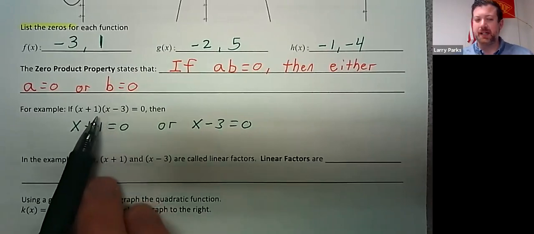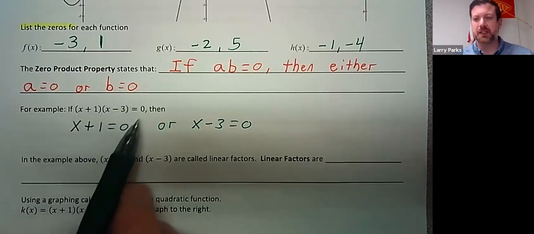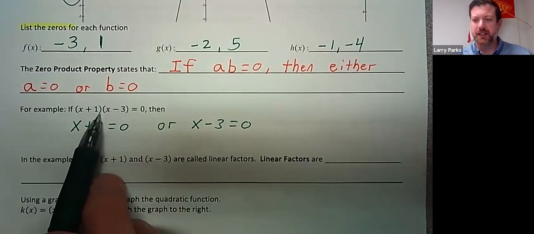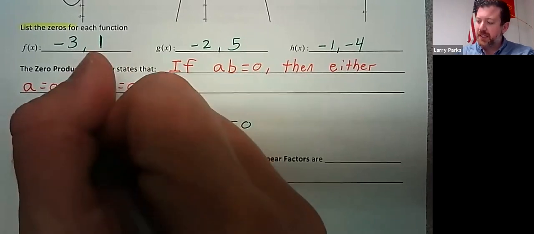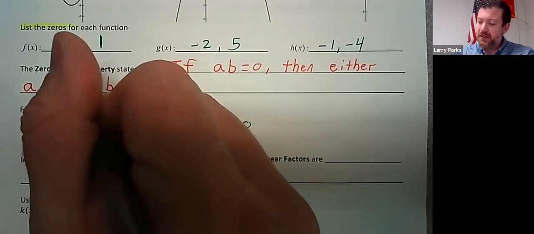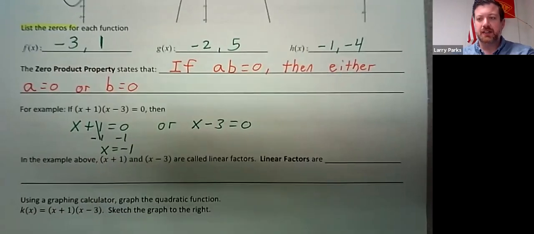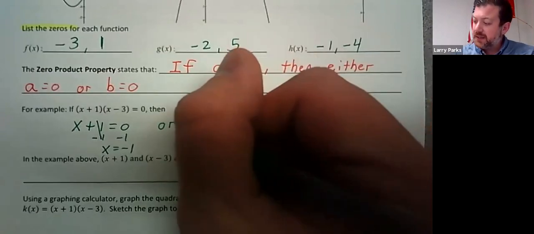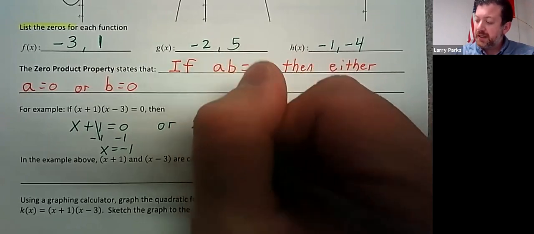Now this is a product because when you have something in parentheses times something in parentheses, that is a product. So this means x plus 1 times x minus 3. Solving these, I would subtract 1 from both sides. I get x is -1. So I know on this one, the x-intercept is -1. And then here I would add 3, and I get x is 3.